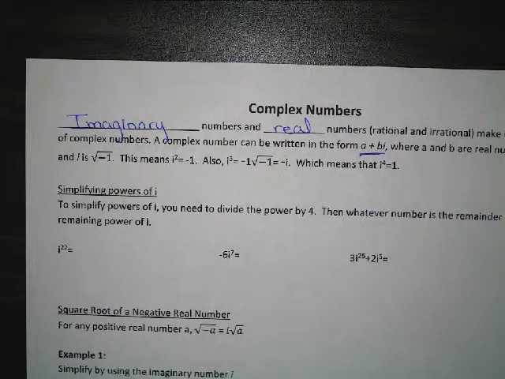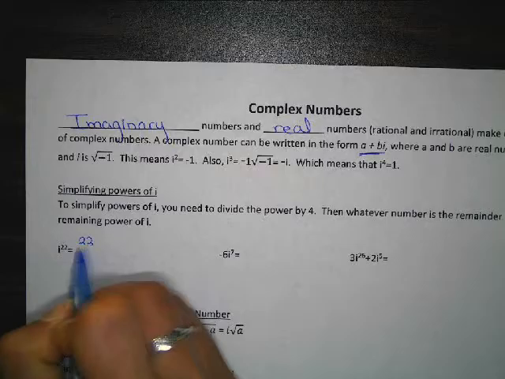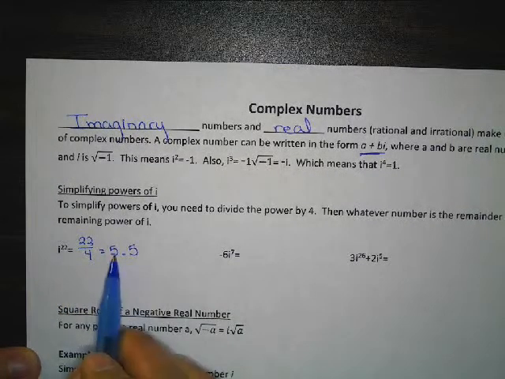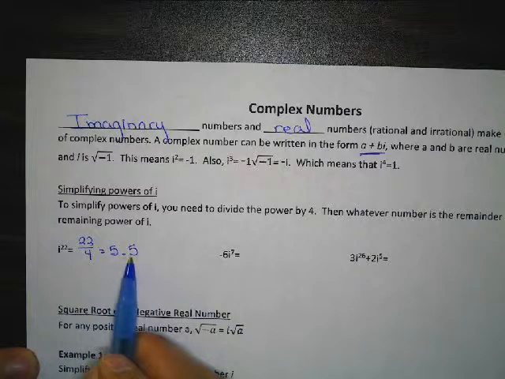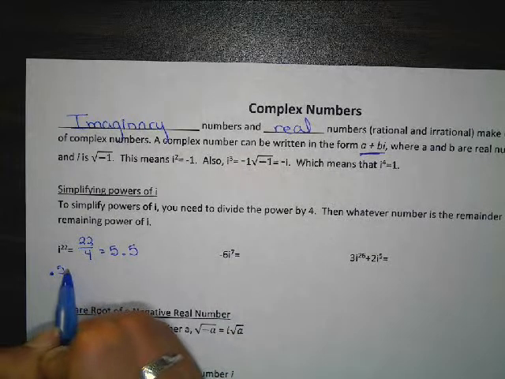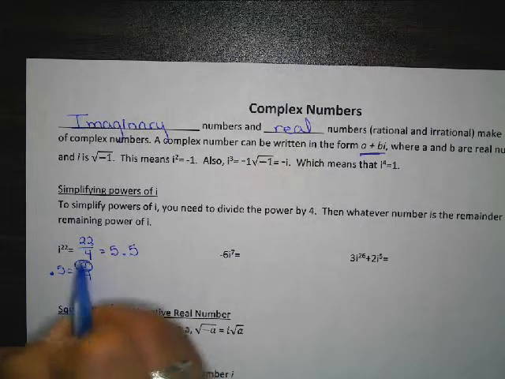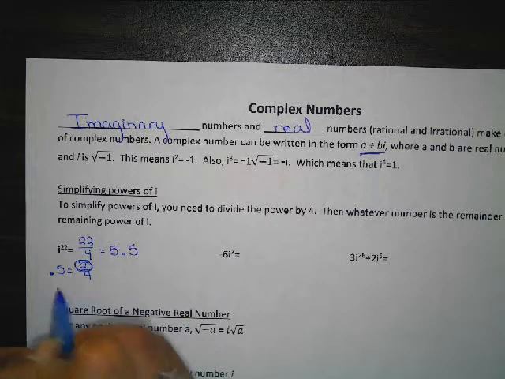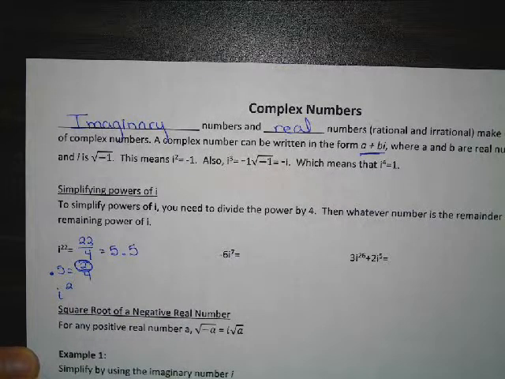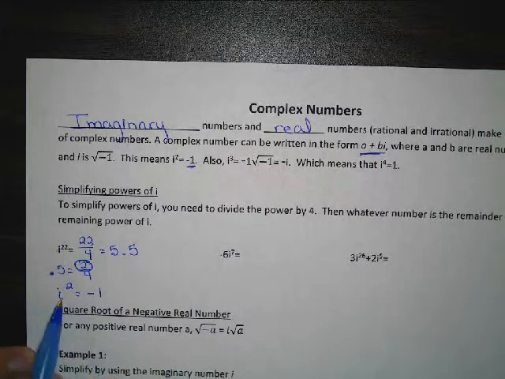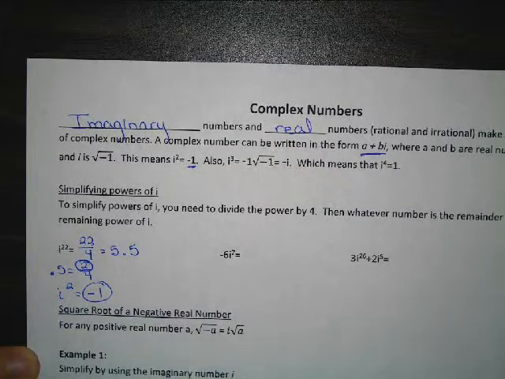So in this first one, we have i to the 22nd. So we have 22 divided by 4, which gives us 5.5. We're not worried about this whole number here. What we care about is this decimal. You should know that 0.5 is equal to 2/4. This remainder right here is what we're going to use for the power of i. So we really have i squared. We know that i squared is -1. So i to the 22nd is the same as i squared, which is -1. So your answer is -1.